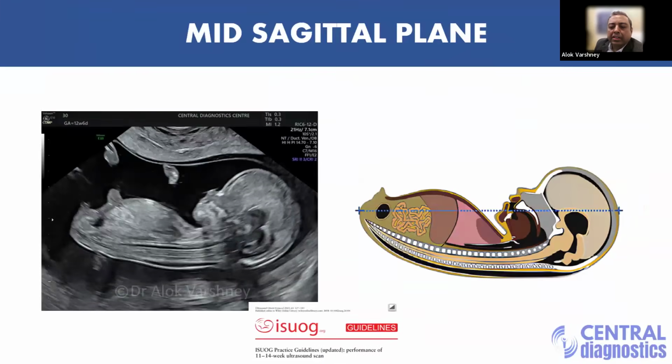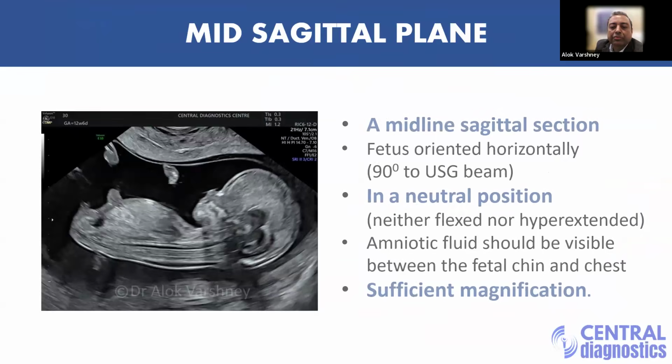All right, so the first and foremost image that we have to acquire is a mid-sagittal plane. This is the most important image that we have to acquire, and we use it not only to assess the CRL, that is the crown rump length, but we will also use it to assess the morphology of the fetus. It gives us a good overview of how the fetus is appearing, is it single, multiple, etc. So all these can be assessed if we acquire a good mid-sagittal plane.